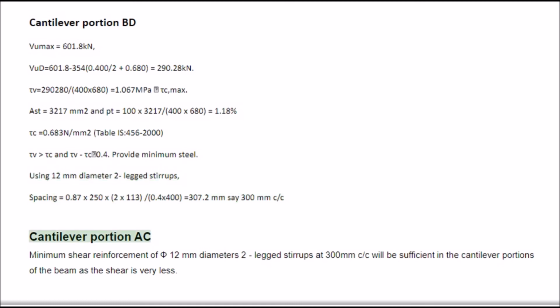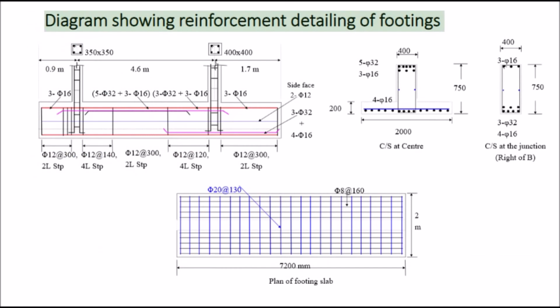Cantilever portion AC. Minimum shear reinforcement of 12 mm diameter two-legged stirrups at 300 mm c/c will be sufficient in the cantilever portions of the beam as the shear is very less. Diagram showing reinforcement detailing of footings.